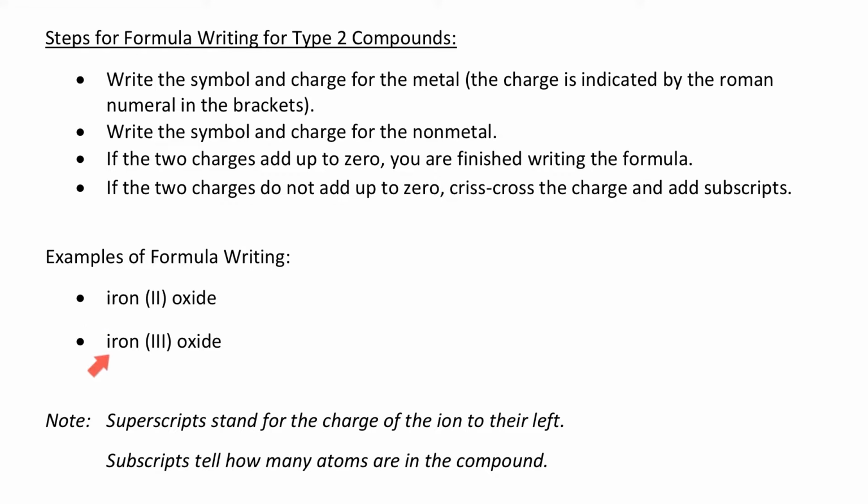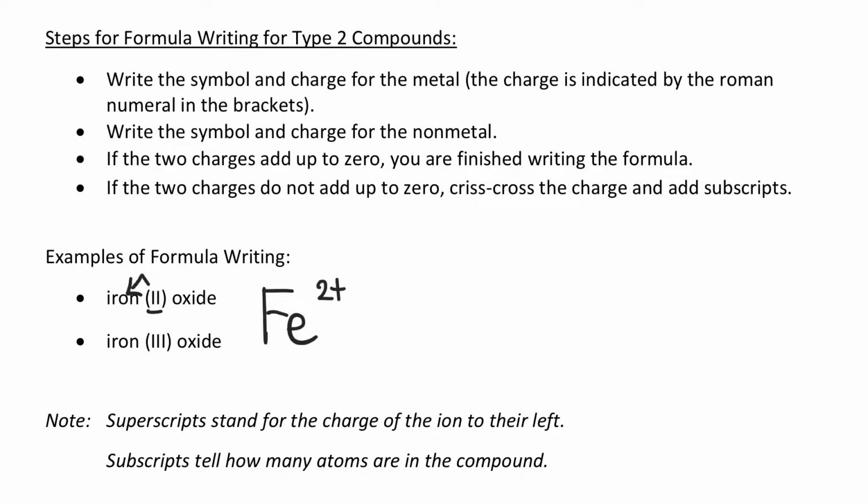So just a reminder, let's look at the metal first. The charge on the metal is given to us in Roman numerals. So this 2 represents the charge of iron. The very first step that we're going to do is go up and write the symbol and charge for the metal. If we're looking at iron, the symbol is Fe, and because we're looking at the charge that's written in Roman numerals, this says that iron here is a 2+ charge.